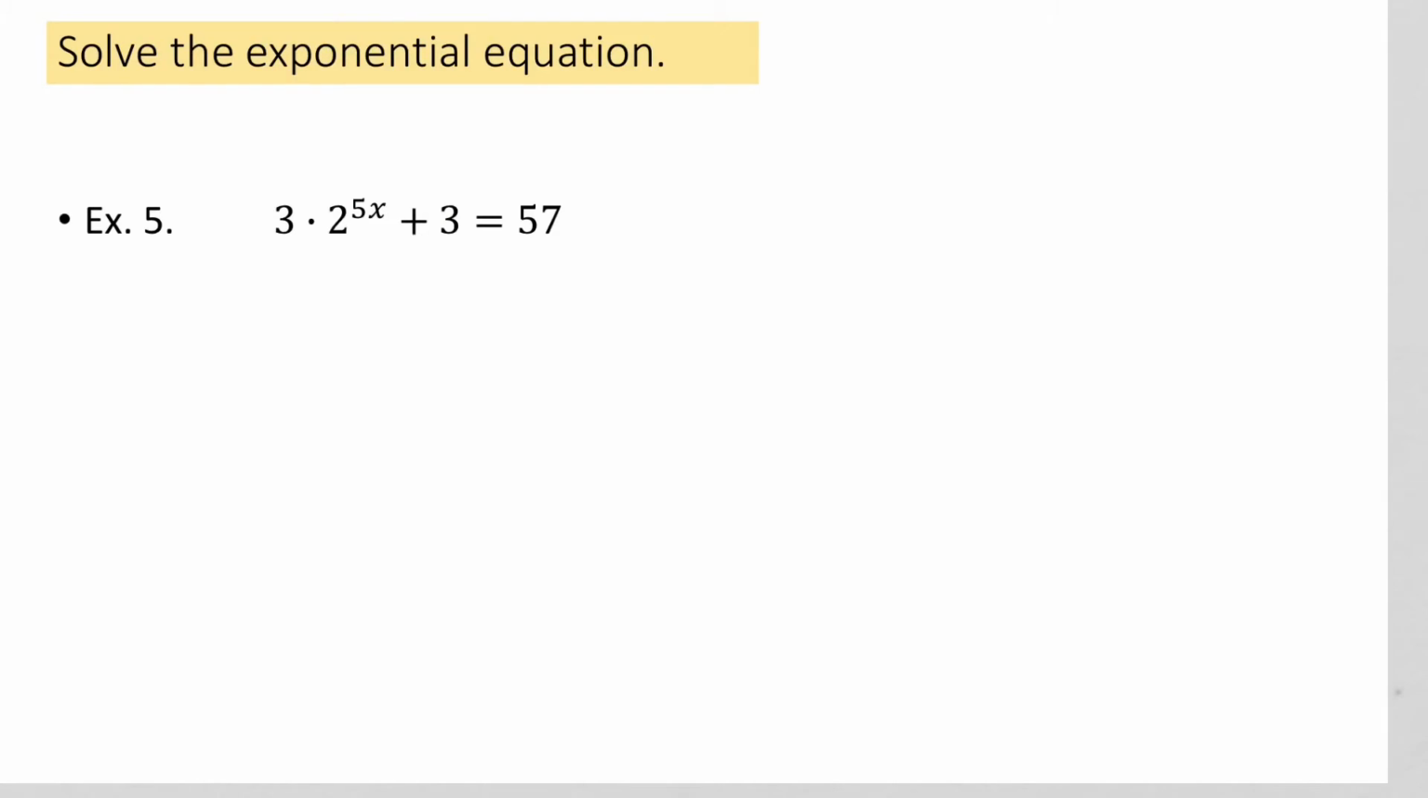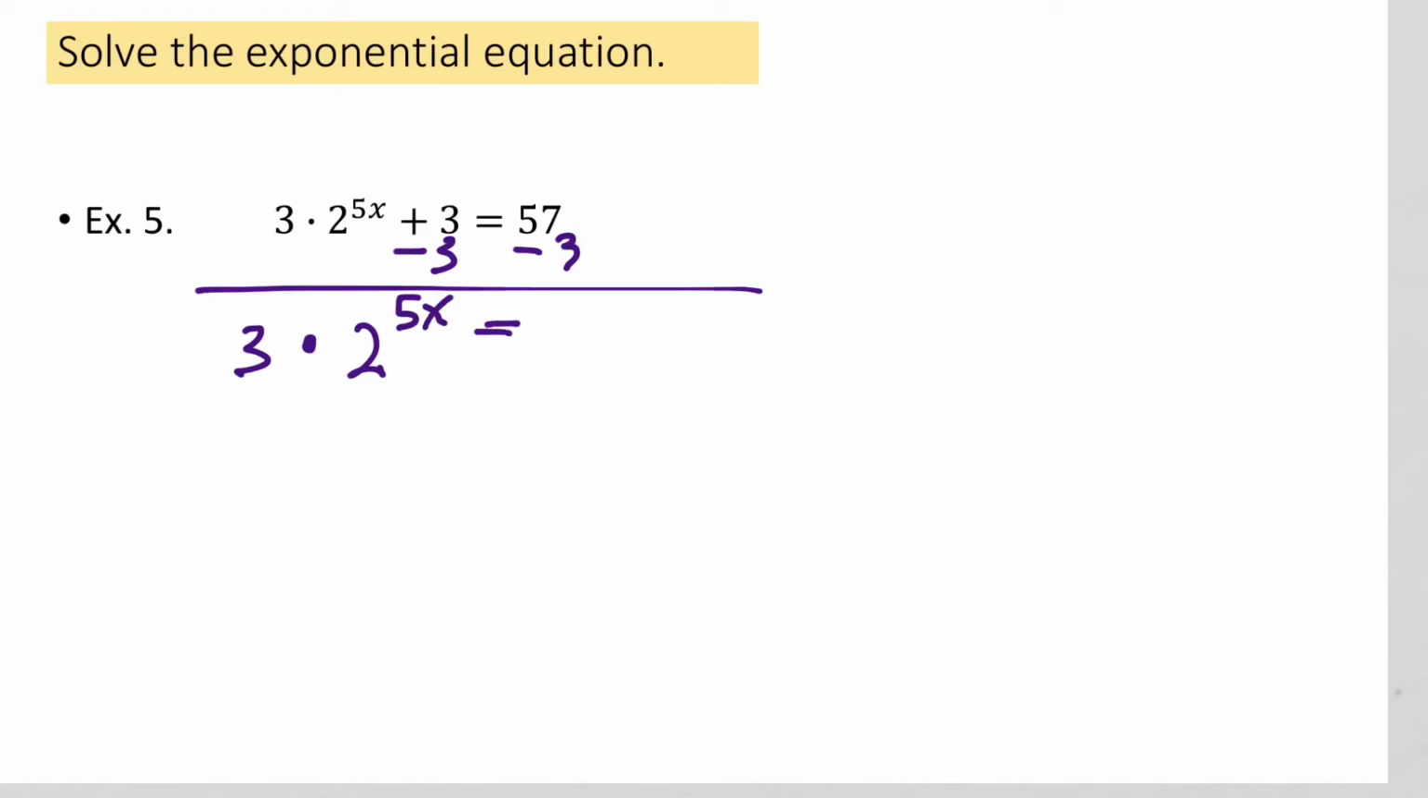All right, here's another one. So this one has a few numbers to undo, and we want to make sure we undo them in the correct order. So the first thing that we would want to undo is the plus 3. So we've got to use our PEMDAS rules when we solve, reverse PEMDAS. All right, so I've got 3 times 2 to the 5x is equal to 54. And then I'm going to undo the 3.